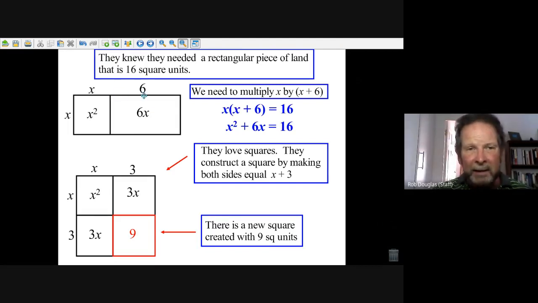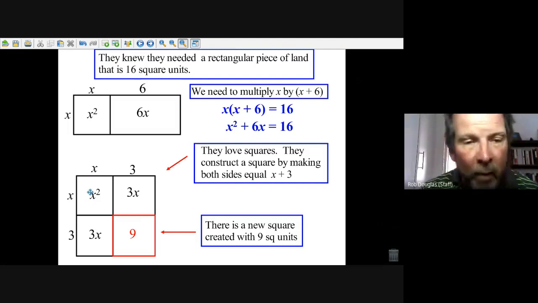They take this length of 6 and they cut it in half. Instead of 6, they make a line of 3 here. And then they make a line of 3. They go x, a line of 3 here. So they split the 6 into two parts, a 3 here and a 3 here. Now what they've done is created a square. It's x plus 3 this way and x plus 3 this way. Well, an x plus 3 squared, the whole thing is a square.